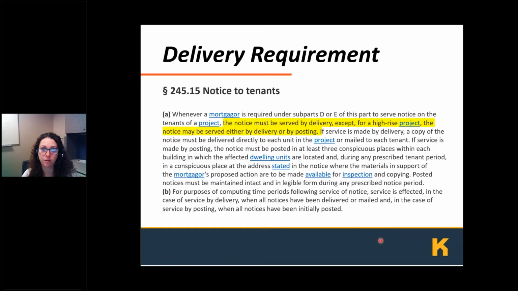All right, delivery. How are you going to get this to your tenants? I'm not going to read this. This probably would make everyone fall asleep. But I want to bring your attention to this highlighted section. The notice must be served by delivery, except for high-rise projects. The notice may be served by either delivery or posting. I'll leave this here if you all want to reference that at some point. It's 245.15, the notice to the tenants.